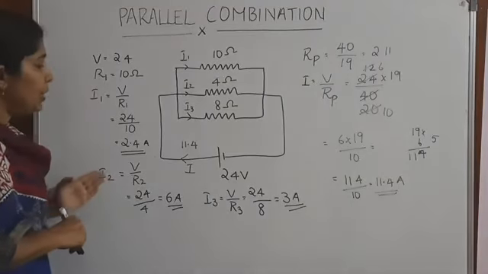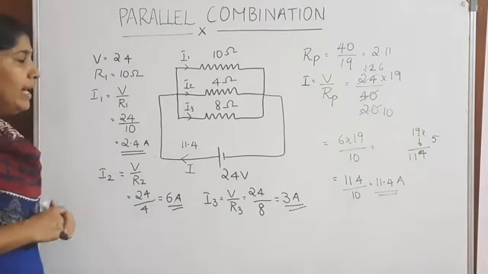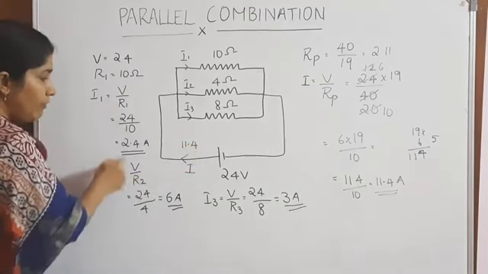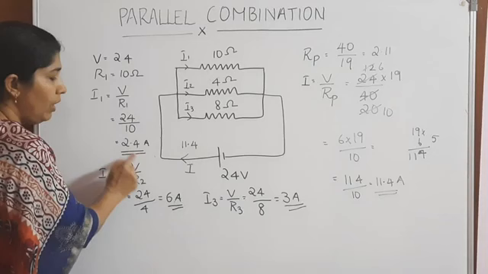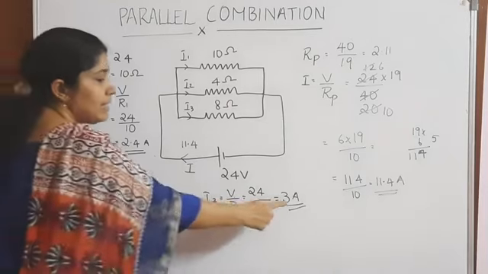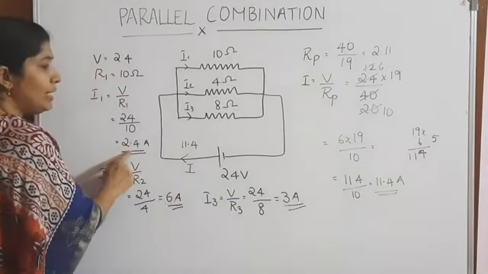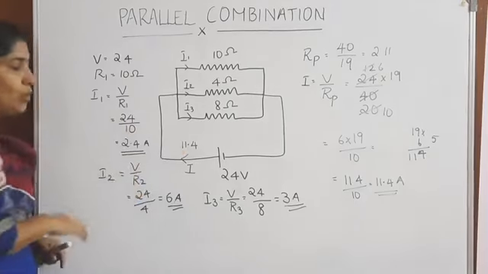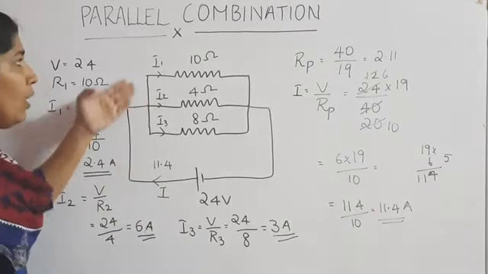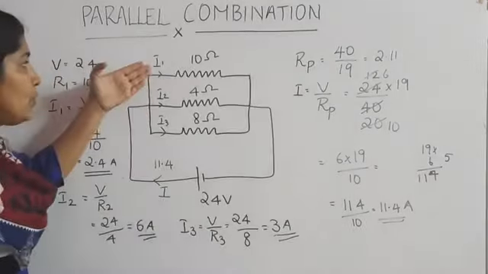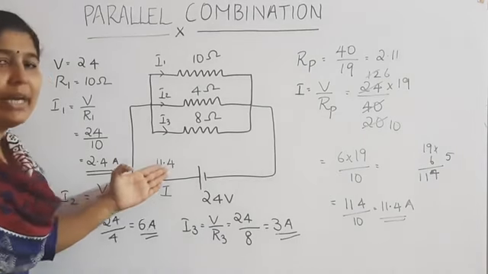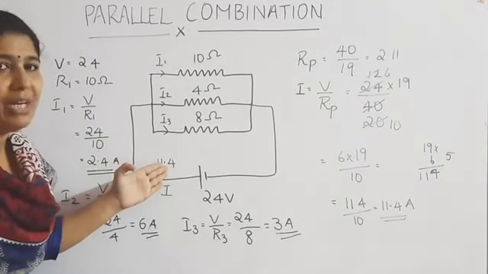Okay. I1, I2 and I3 are known. Then what about total I? Total I is equal to 11.4. When we add these three values, 2.4 plus 6 plus 3: 6 plus 3 is equal to 9, and 9 plus 2.4 is equal to 11.4. That is the current drawn from the cell. So we can find out the current drawn from the cell by this method also. First of all, find out the values of I1, I2 and I3, then add these three values. Then we get the total current I drawn from the cell.